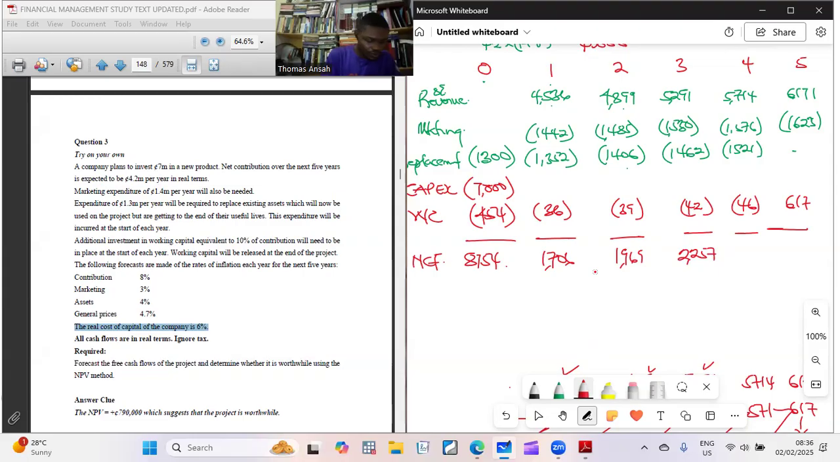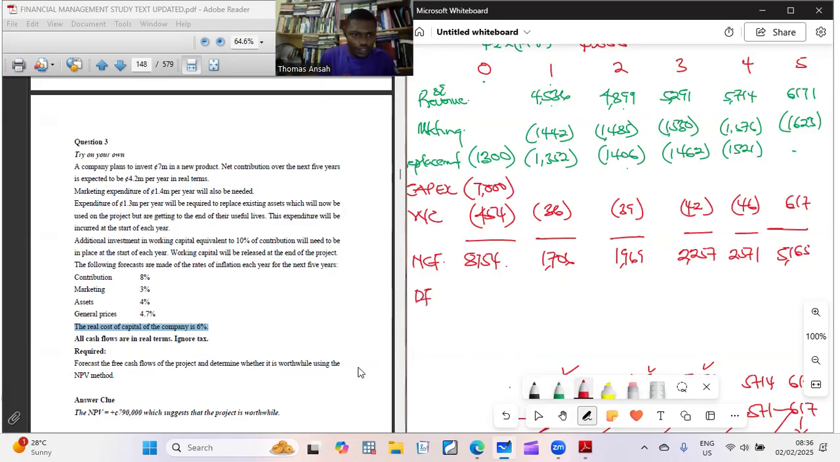5714 minus 1576 minus 1521 minus 46. That is 2571. Yeah, 6171 minus 1623 plus 617. That is 5165. So this is what we have. Then we need our discount factor. We need to work it.